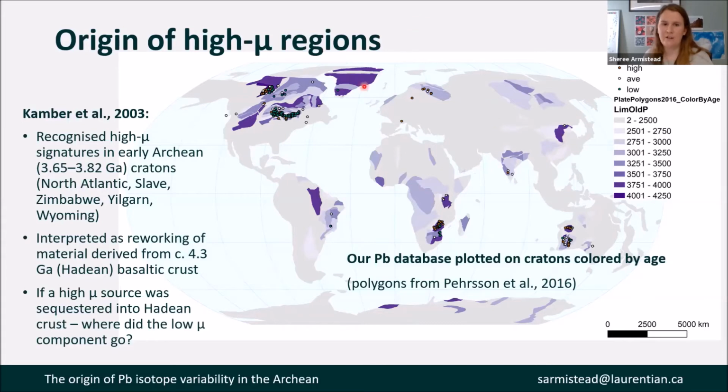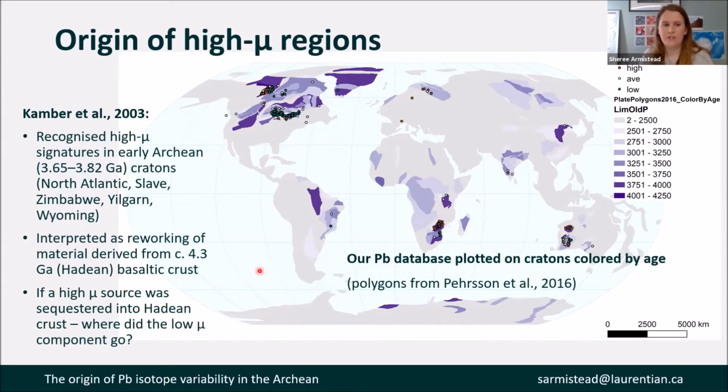And so here I plotted on our global lead isotope database, plotted onto cratons coloured by age. You might not be able to see very well, but the dark brown ones are the high mu, and you can see that they do occur in these really old dark purple cratons. So here in Slave, Zimbabwe, up here in Pilbara.